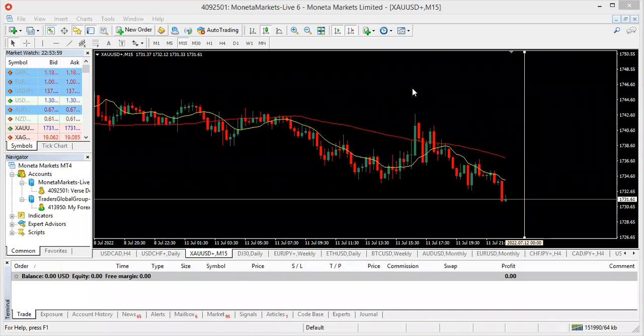Okay, I was saying that based on that time frame, each candle represents the action of price on that particular time frame.